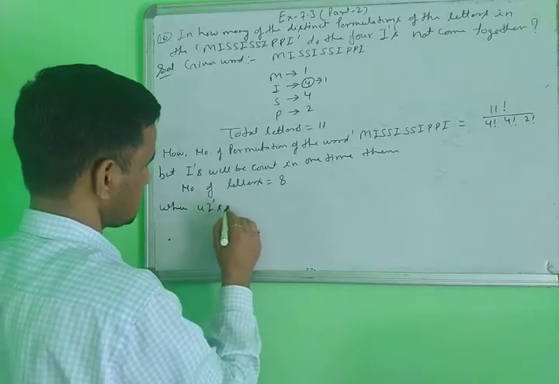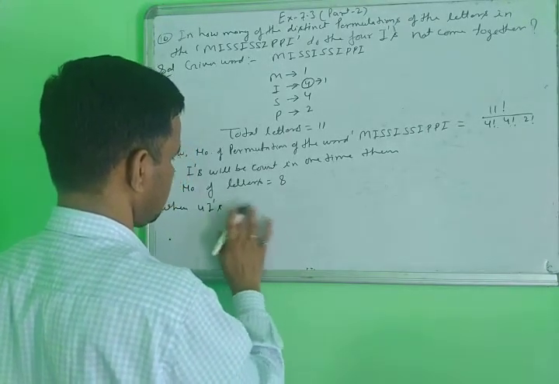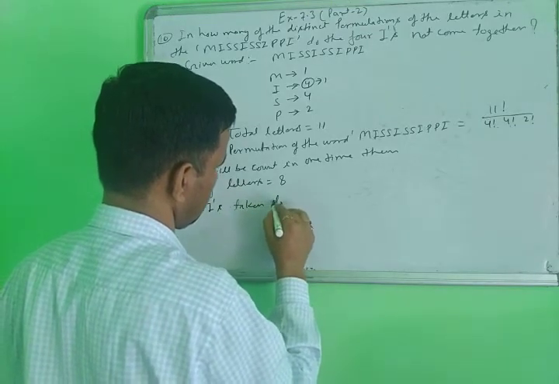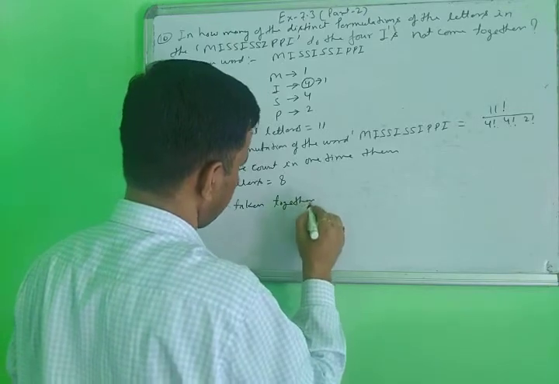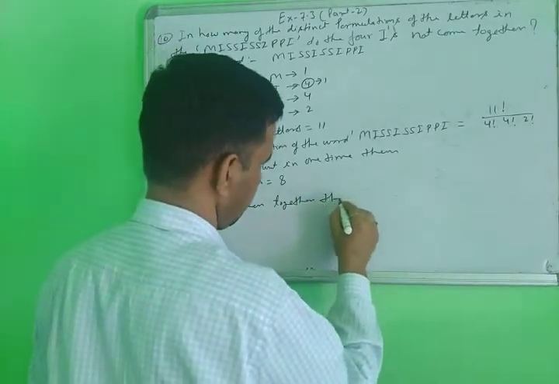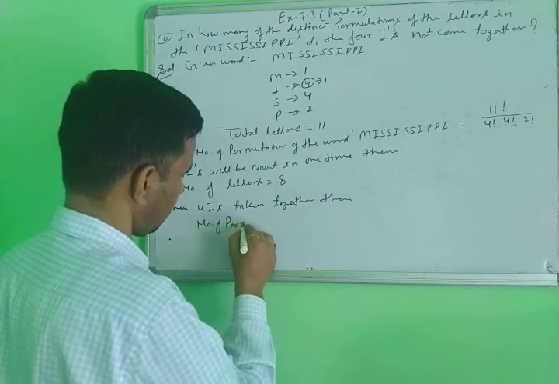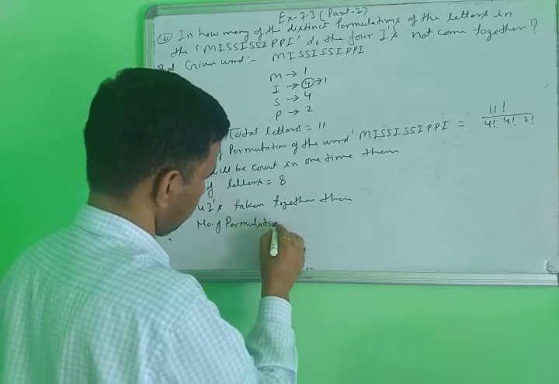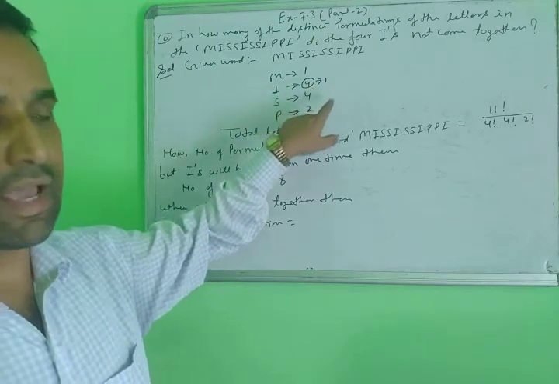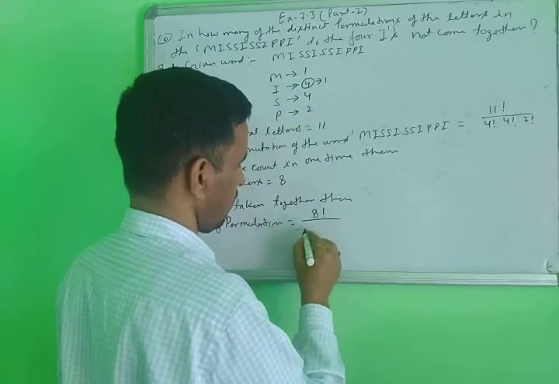When 4 i's are taken together, then the number of permutations, suppose you are taking 4 i's one time, then the number of permutations is 8 factorial upon factorial 4 into factorial 2.